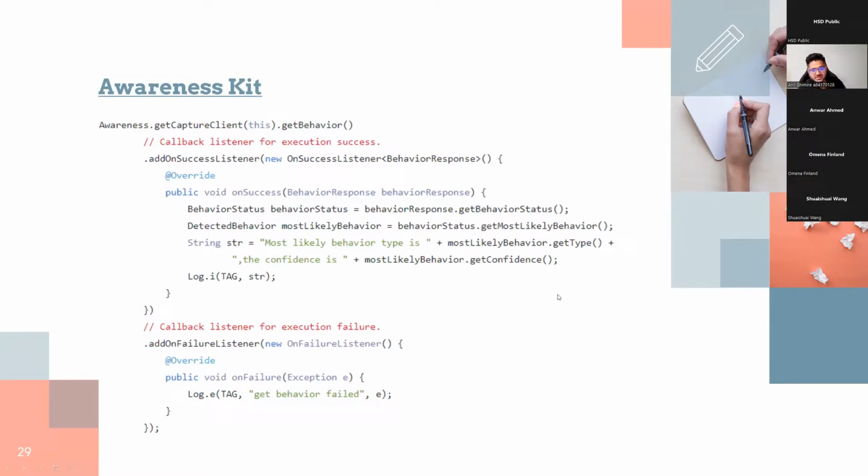Awareness Kit is very simple. You can just use Awareness to capture the client behavior, and you will get it in the callback methods. You will get the behavior status of the user with the confidence rate. So you can just look at the confidence value and set a threshold, whatever threshold you would like to use for that kind of behavior.